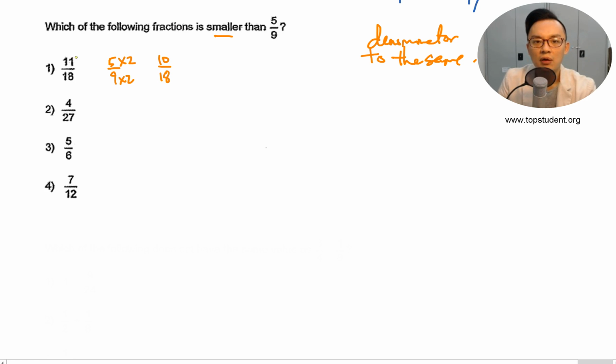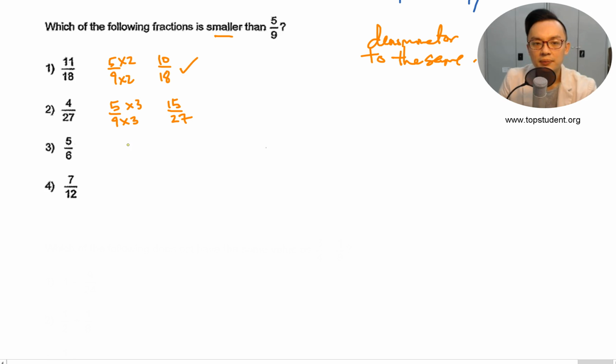So it's 10 smaller than this? Yes, it is actually smaller. Let's try the rest. So 5 over 9, 27 is times 3. Make the denominator the same. So if you times 3 at the bottom, times 3 on top, it becomes 15 over 27. Is it smaller? No, 4 is smaller than 15, so nope.